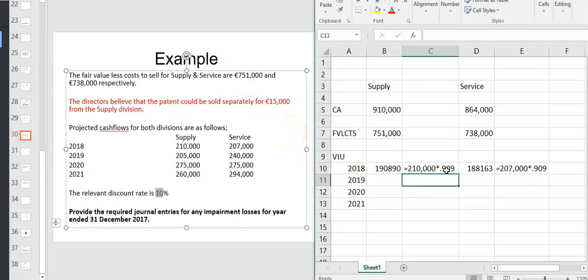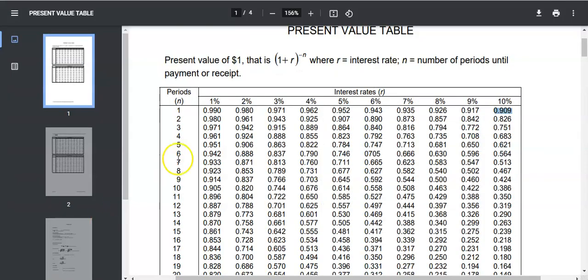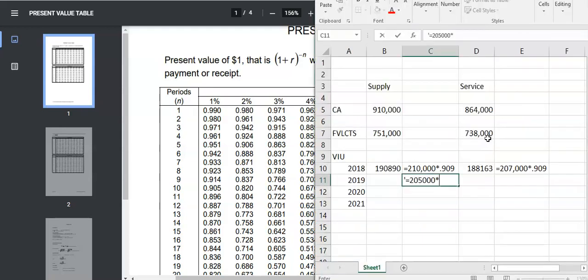Both are fine. We'll come on then, it's 205,000 times the discount factor for 2 years, if we open up again, is 0.826. For 10% for 3 years, 0.751. And for 10% for 4 years, 0.683. So hopefully that makes sense to you from your corporate finance module. Certainly, if that's causing trouble, don't be afraid to reach out to me, and I can do another couple of examples to help you along.